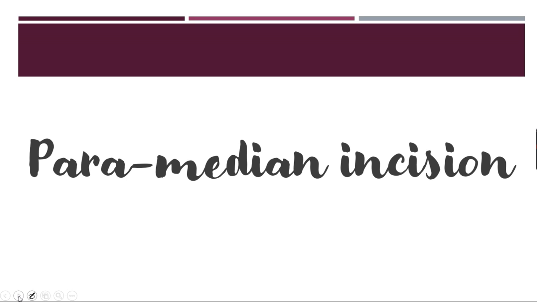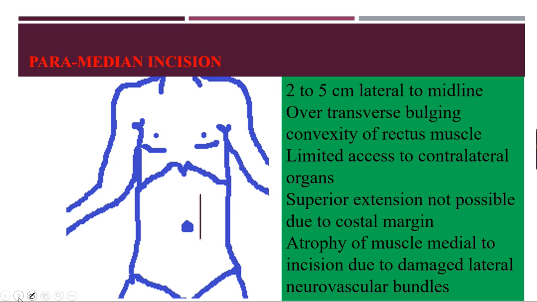Now after the median incision, next comes the paramedian incision in the abdominal area. What is a paramedian incision? Here you can see the umbilicus, and here you can see the placement of the paramedian. Para means just by the side, and the median we have already discussed in the midplane. Just by the side of this, that's why paramedian incision. Usually these paramedian incisions are given 2 to 5 centimeters lateral to the midline, on average 3 to 3.5 centimeters, right? And it is usually given over the bulging convexity of the rectus muscle, right?